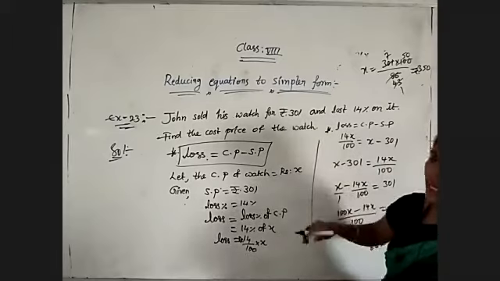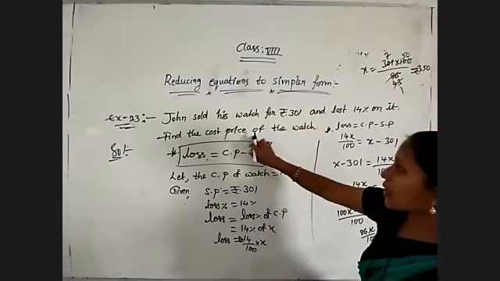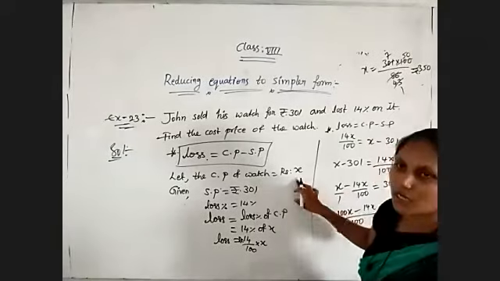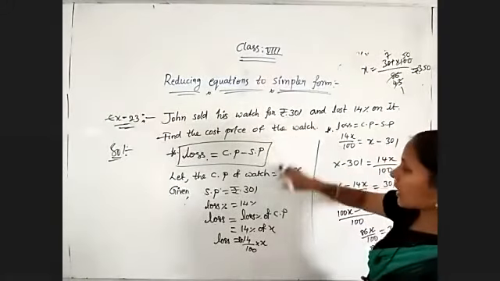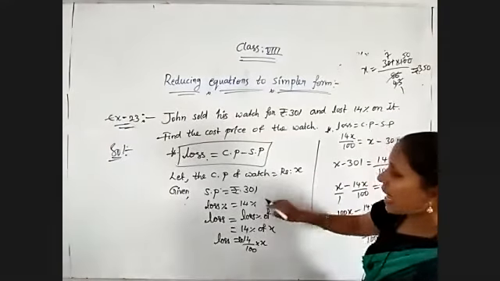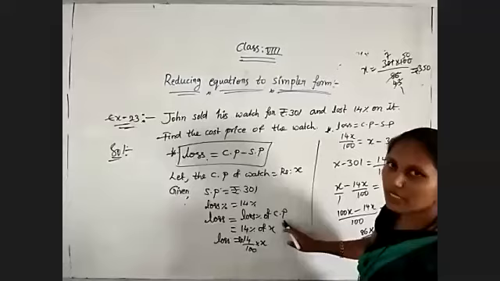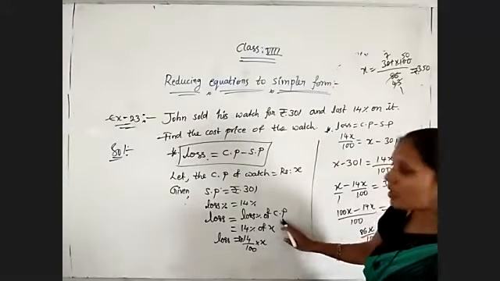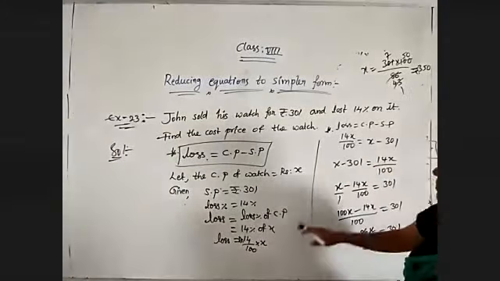Okay, once again I am telling: whenever they give values, list them. We need to find out CP, so I am taking CP is equal to X, and given sold means SP is 301 rupees. Loss percentage is equal to 14%. Loss percentage is given but loss we want, that's why loss is equal to loss percentage of CP. It is also a formula. So 14% of X, that is 14 by 100 into X.